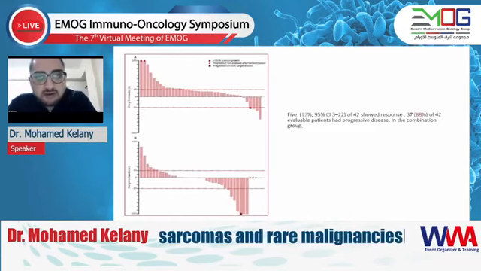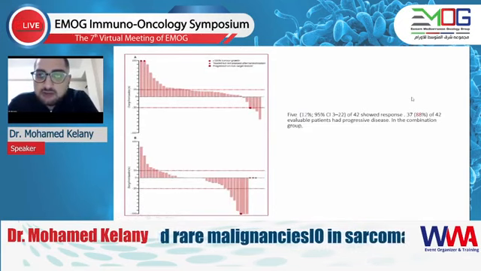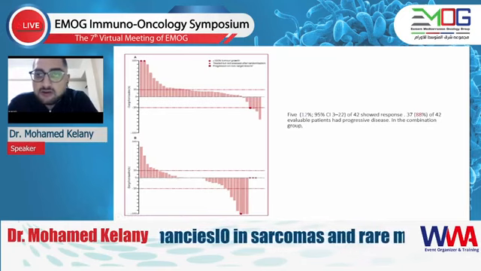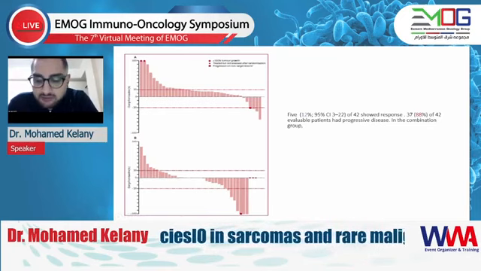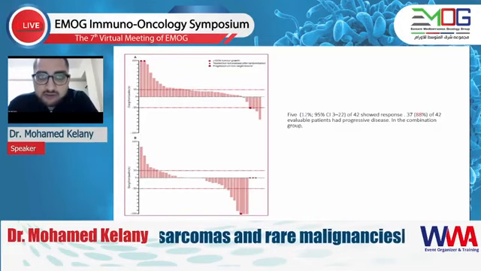If we look at the waterfall response rate, only 20%, 5 patients, gave a response to Nivo monotherapy. In combination, the response was 88%, which gives us the reason why the combo can act better in sarcoma or other tumor subtypes like renal cell carcinoma or even breast cancer.